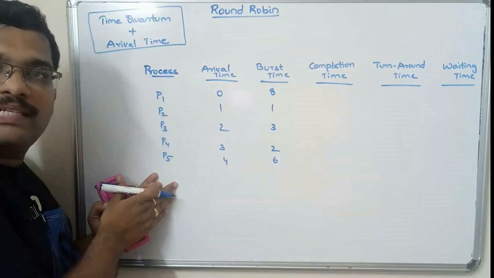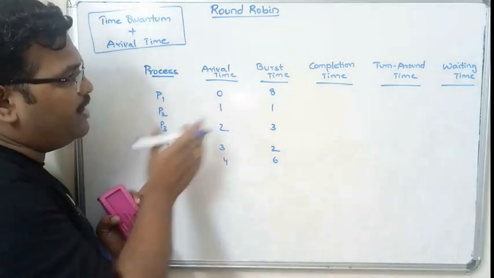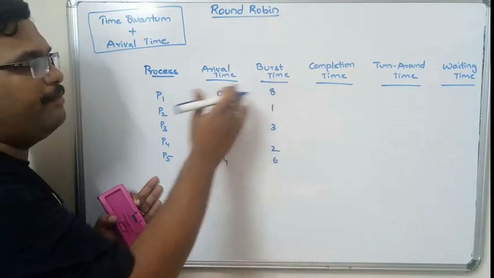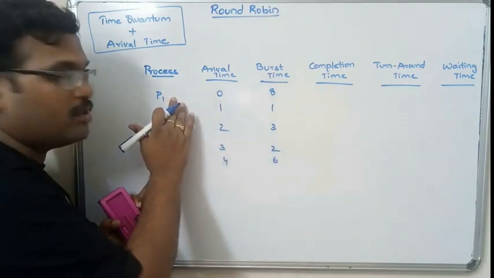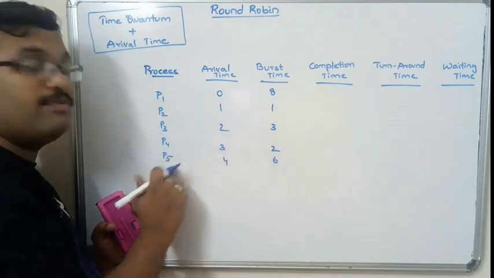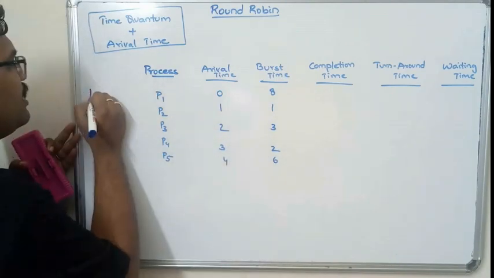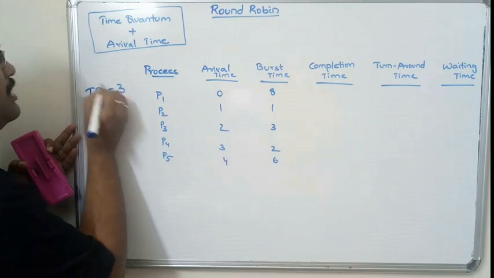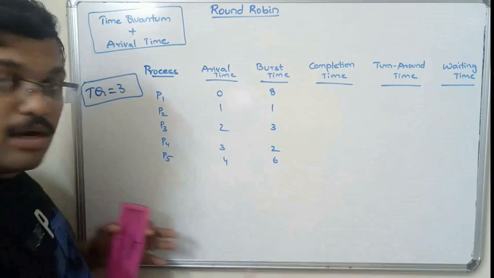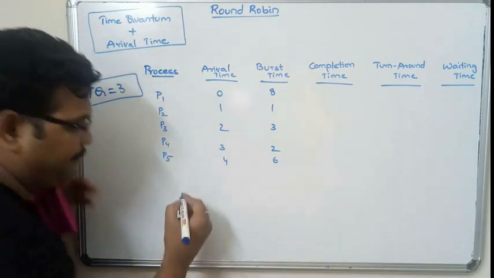Here I have considered 5 processes with arrival times 0, 1, 2, 3, 4, and the burst times: 8 milliseconds to complete the execution of P1, 1 for P2, 3 for P3, 2 for P4, and 6 for P5. Let us consider the time quantum as 3 milliseconds. Now let us draw the ready queue and Gantt chart.